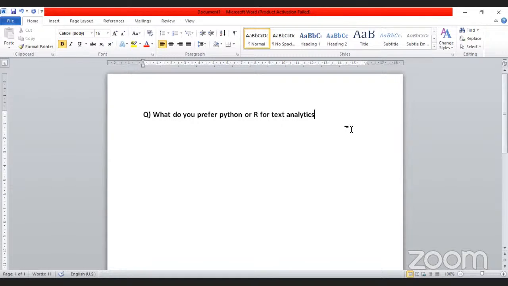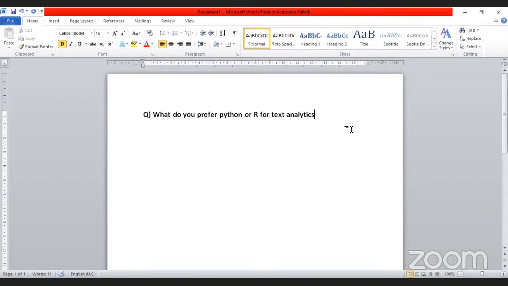Okay, so the answer to this question will depend on your own opinion, but if you ask me, I will choose Python, because in Python we have pandas. And the pandas library has better visualization graphs. With the help of that, we can find out more insights from our data, right? So that's why I will choose Python. And also Python is typically faster for text analytics.